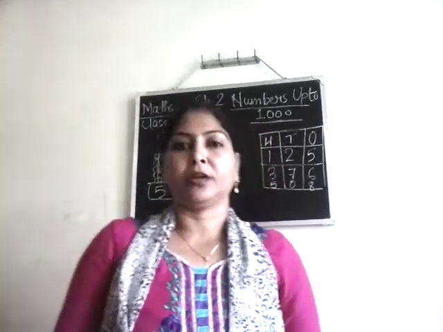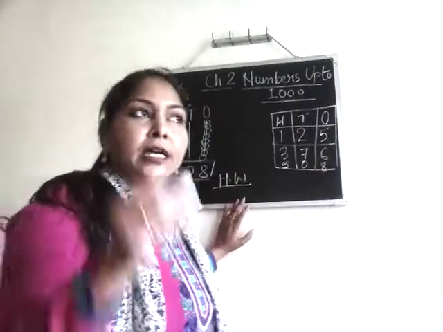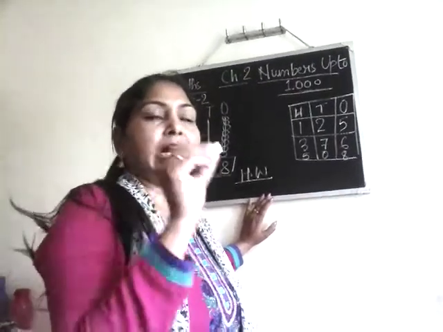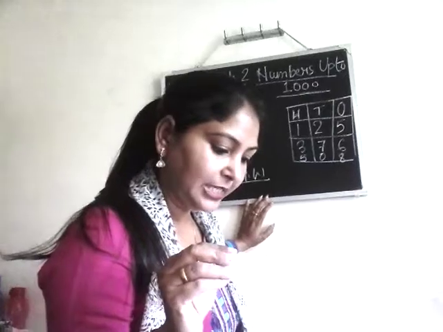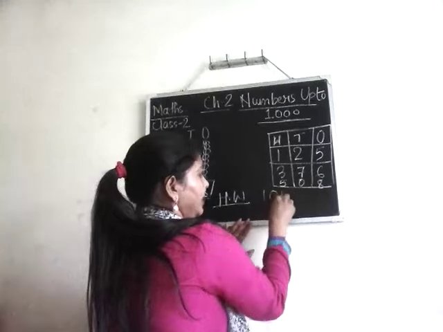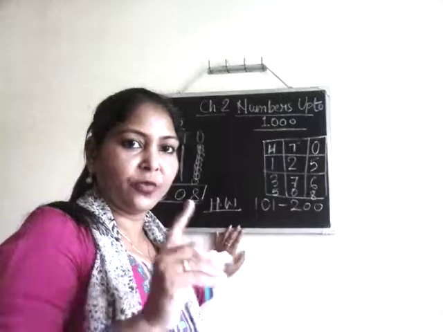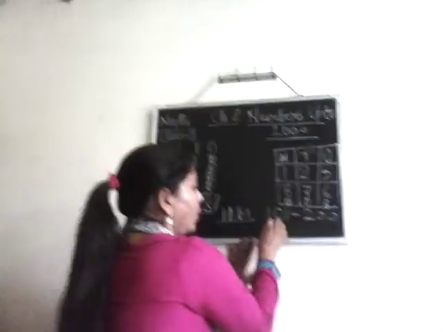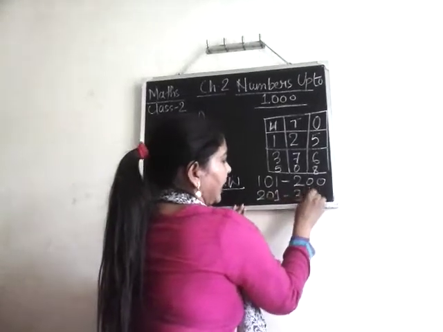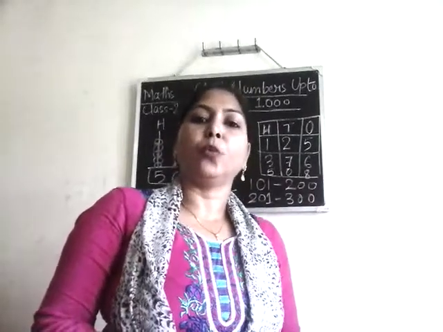Now what is your homework? Your homework is, in your book, from page number 16 and 17, you have to write the countings from 101 to 200. You will write the countings from 101 to 200 in the book, and then 201 to 300. So you will complete this and send me your work for correction.